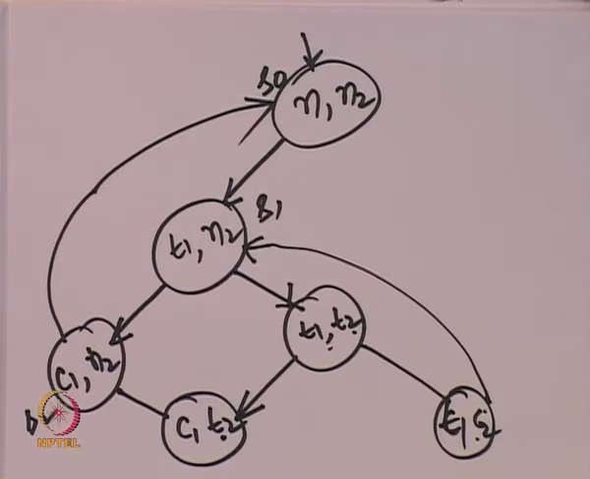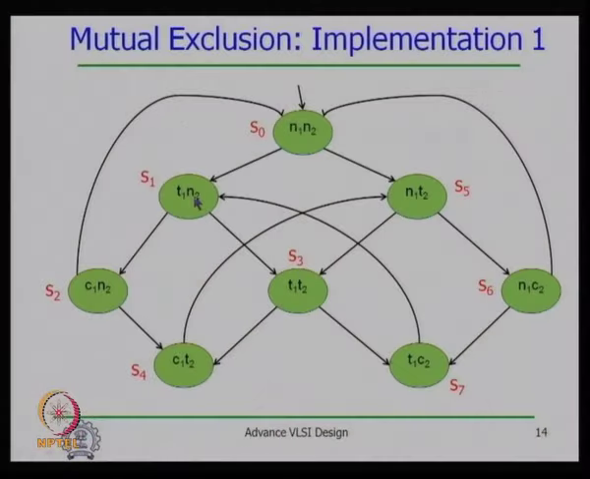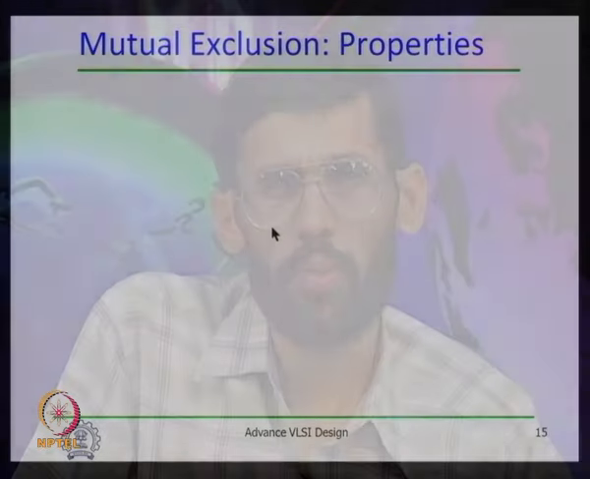Now, let us see how I can encode these properties and check whether this implementation is correct or not. So, this is the implementation and this is the Kripke structure. The Kripke structure tells you that the variables T1 and N2 are true in this state, N1 and N2 are true in this state, and we have 6 different variables: T1, T2, N1, N2, C1, C2. Now let us look at the properties.